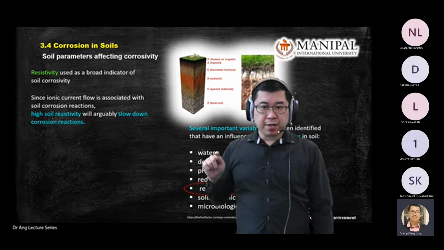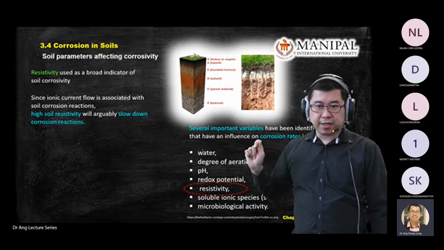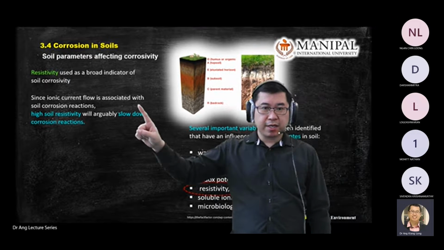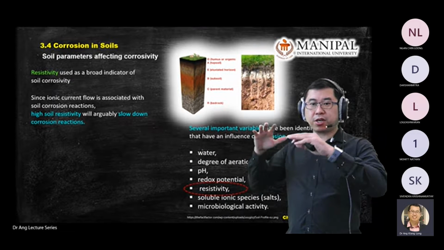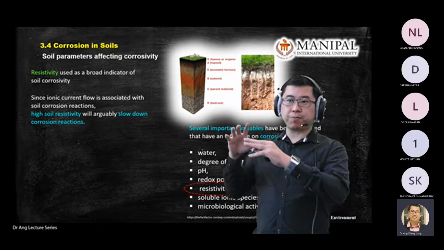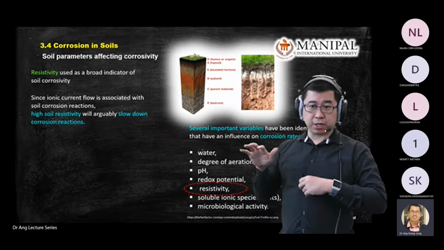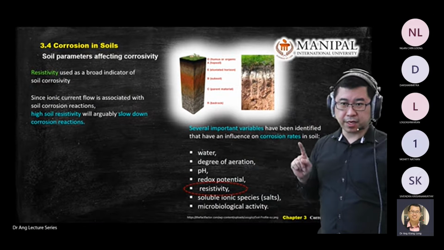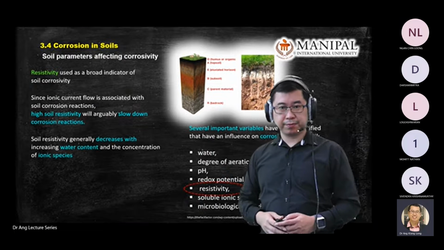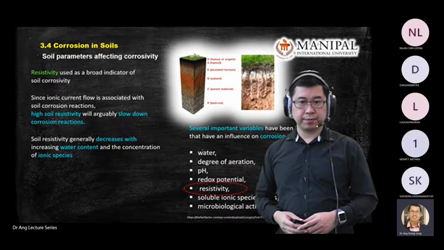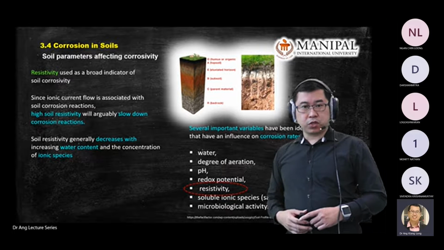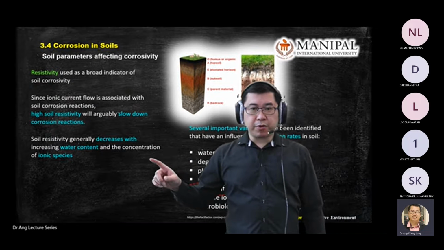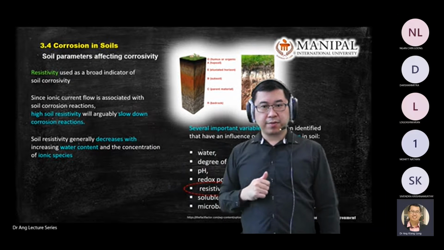On the resistivity parameter, if you have a high soil resistivity, it means that soil is able to protect you from the corrosion. It is going to slow down the corrosion rates. So this is just elaboration on the resistivity.